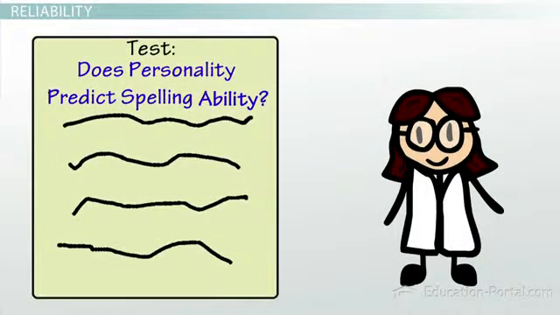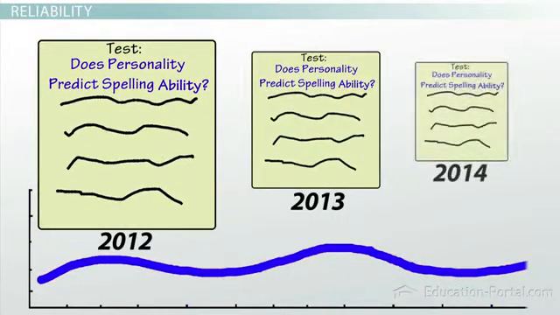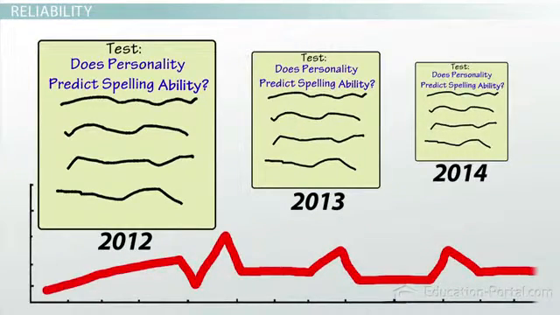a different time. Let's go back to the example of a teacher who tests whether personality predicts spelling ability. If that teacher does the study in 1 year and gets certain results, the teacher would want to do the exact same study the next year and the year after that to see if the results are stable across time. If they are, then the teacher can be much more confident in making conclusions. If the results are not reliable across time, then the teacher should be more cautious in making any conclusions.